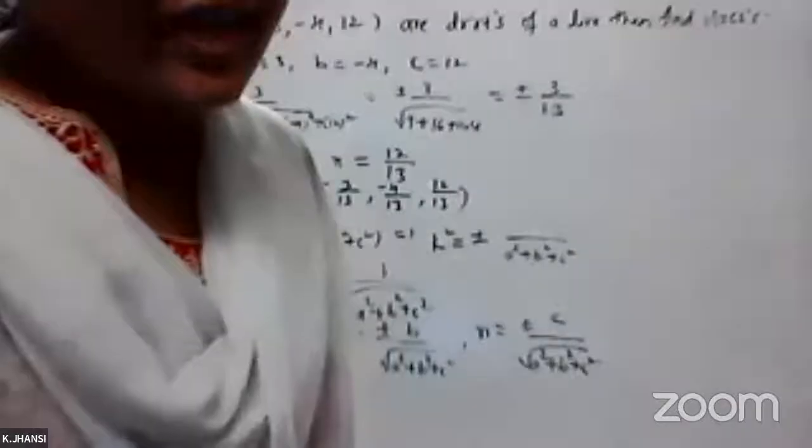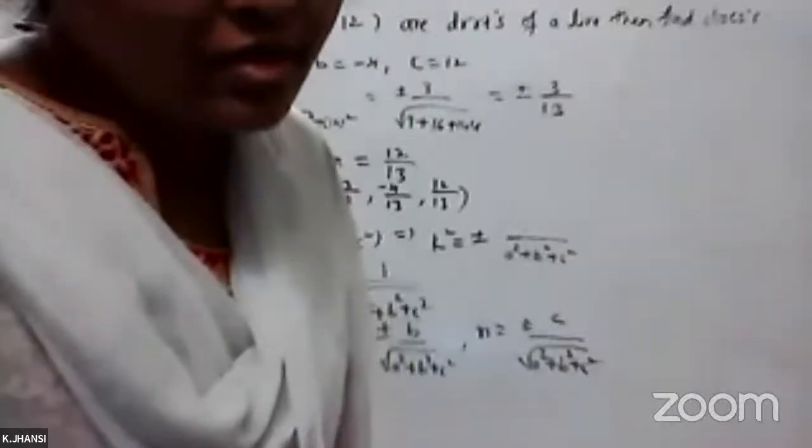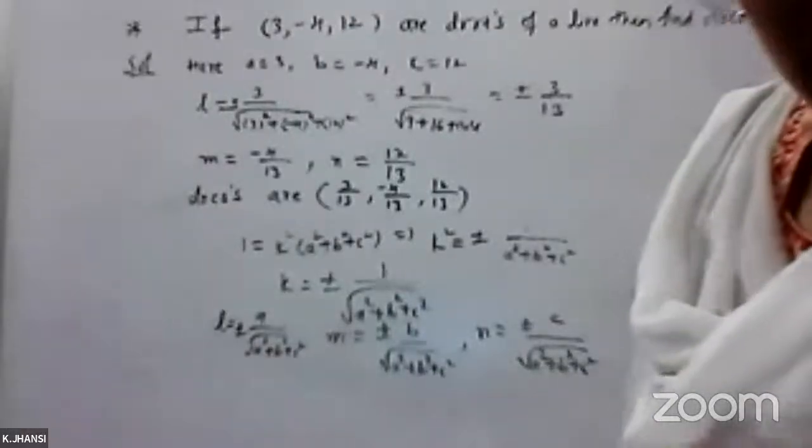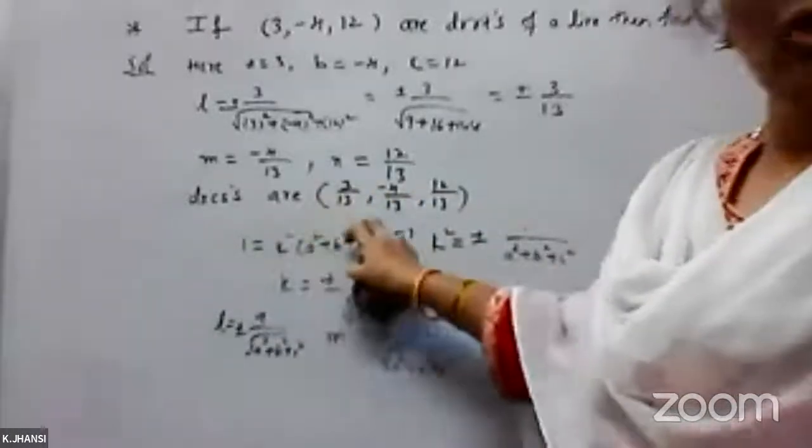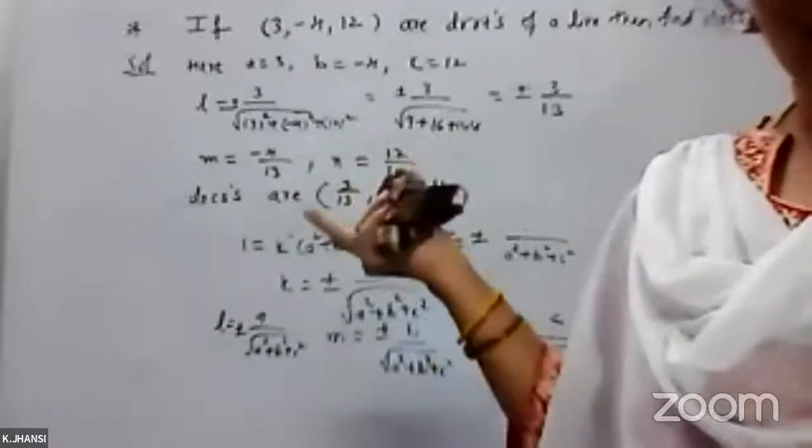Ma'am, we got minus 4 by 13 as M, no ma'am? We got M is equal to minus 4 by 13. So when we convert it into angle, we should take 180 minus that value, ma'am. 180, if we want to convert it into angle. Here there is no need of converting into angle. Just what are the element values, we have to find them only. So we are not going into cos alpha, cos beta, cos gamma angles.